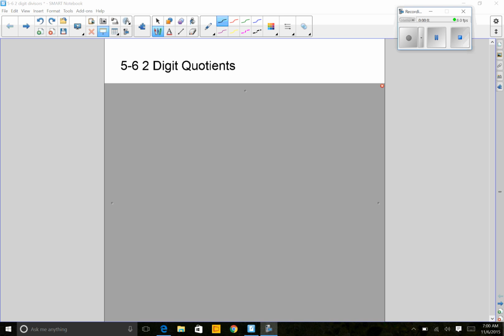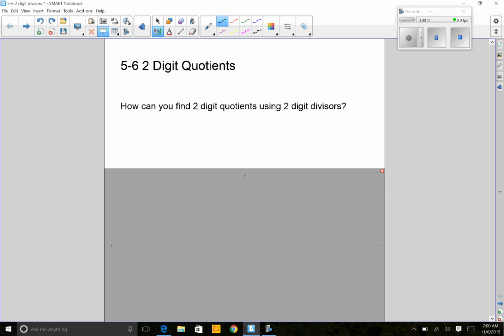This is topic 5, lesson 6, two-digit quotients. So in this video, we're going to look at how you find two-digit quotients using a two-digit divisor. Really, this is the same basic process as the two-digit quotients that we've done with one-digit divisors. All this division is just that it gets a little bit more complicated when you have two-digit quotients.